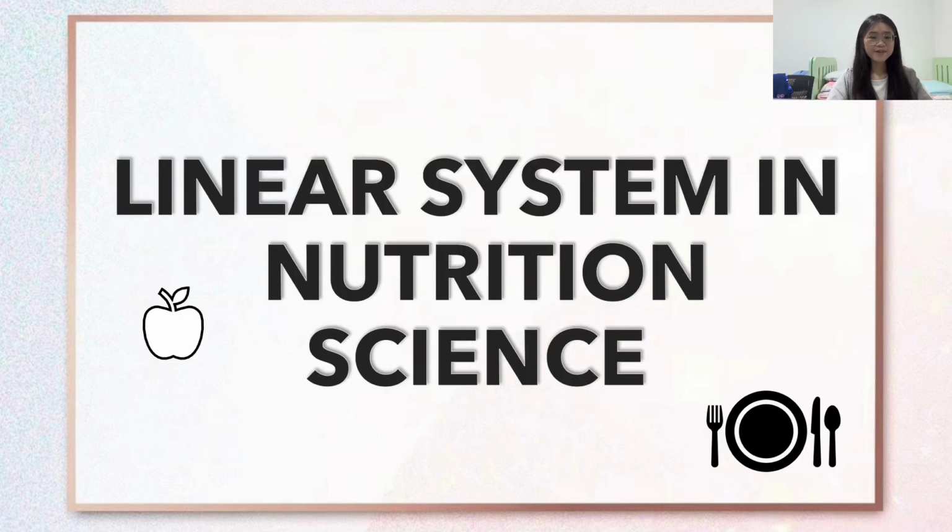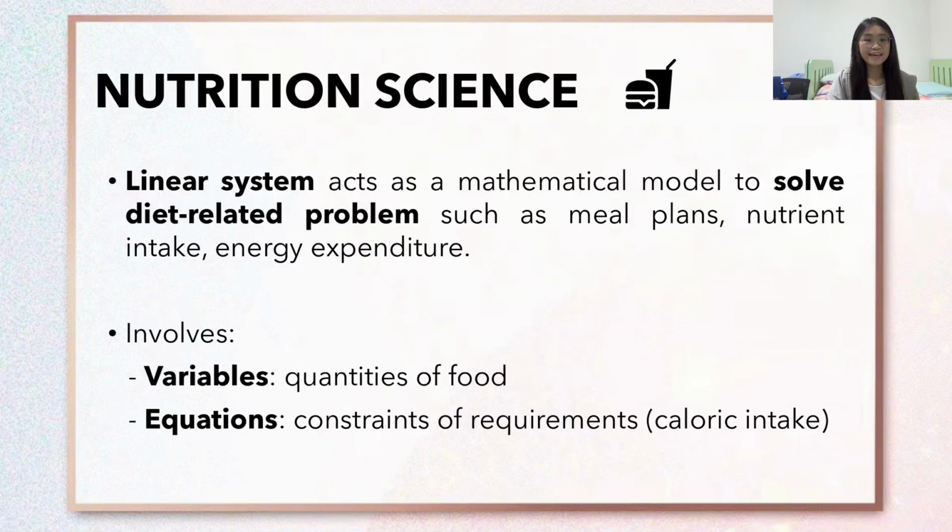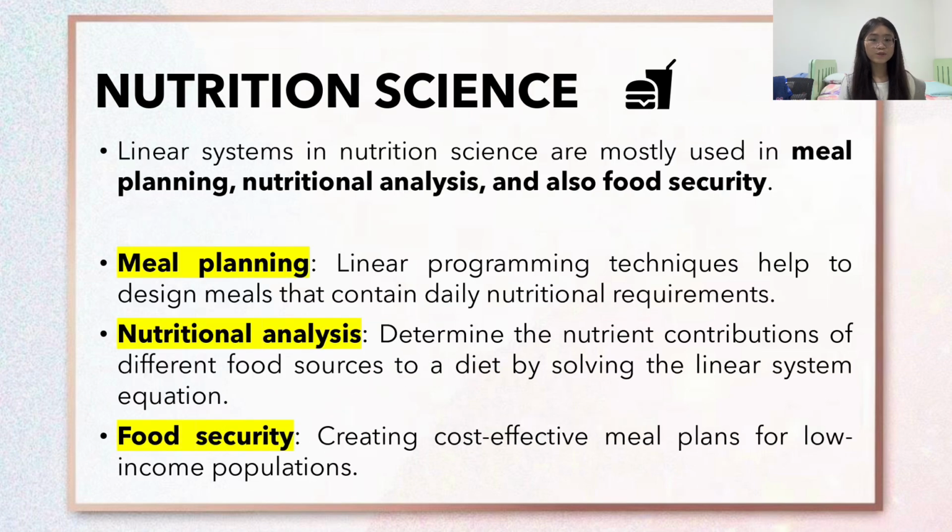And we are going to talk about how the linear system works in nutrition science. In nutrition science, linear systems act as a mathematical model to solve diet-related problems such as meal plans, nutrient intake, and also energy expenditure. It involves variables, which are quantities of food, and also equations, which are constraints of requirements, such as calorie intake.